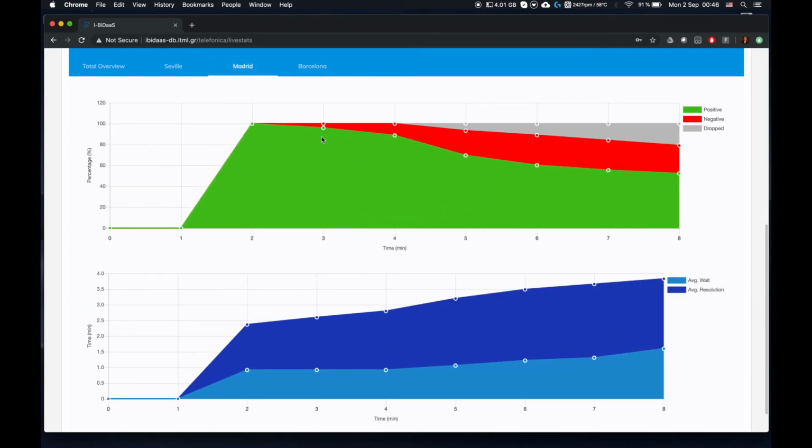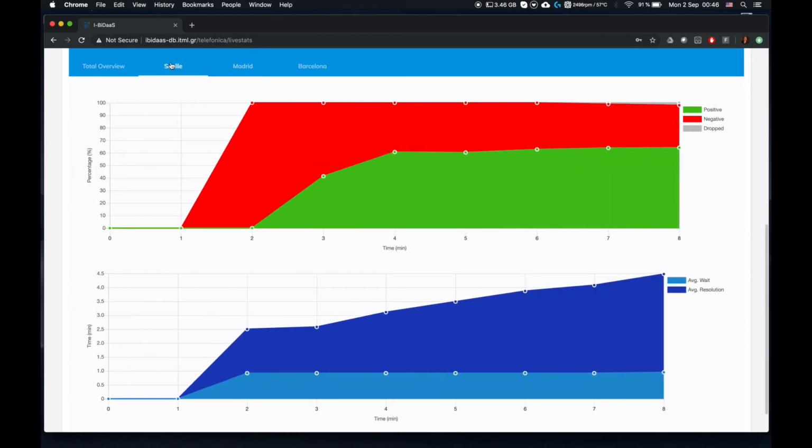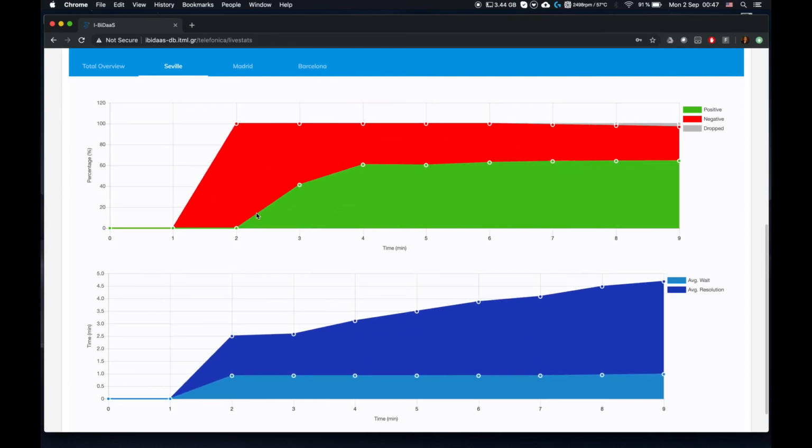In the case of the Madrid call center, we see that the calls were addressed in their majority successfully, but over time the percentage of calls with a negative outcome started increasing and remained relatively stable. And in Sevilla, we see that the call center began with a very high percentage of negative outcome calls, but that percentage slightly decreased over time.